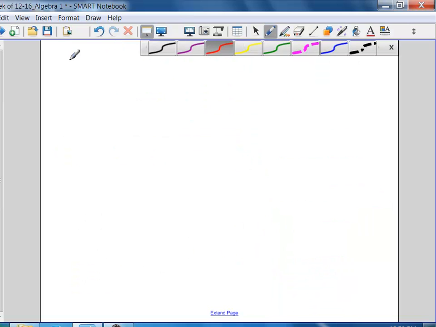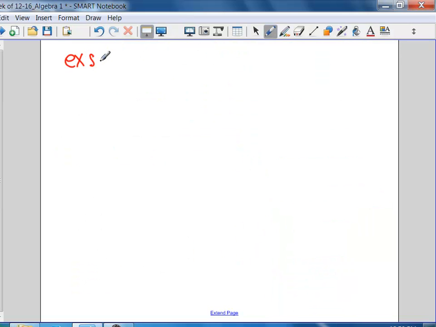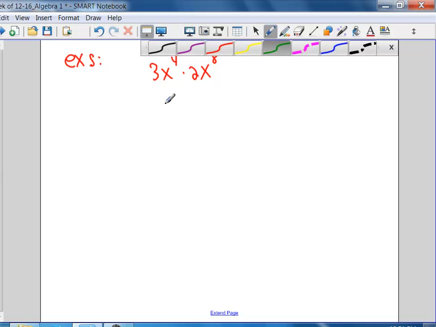Okay, so we're almost out of time. I want to be done quickly here, so let's just do a couple examples. If I had 3x to the 4th times 2x to the 8th, right? Well, these are both monomials, right?